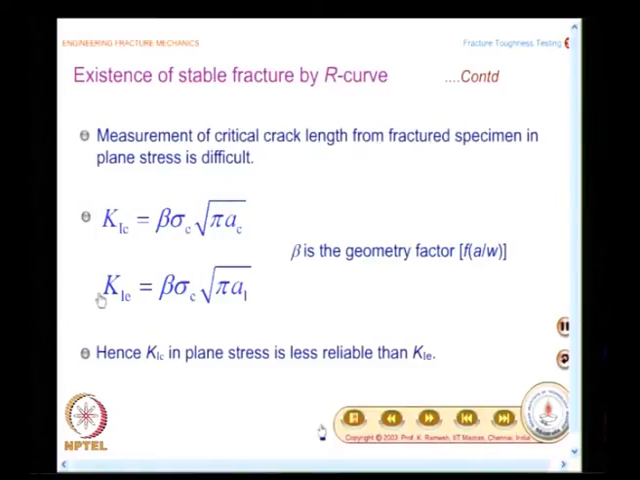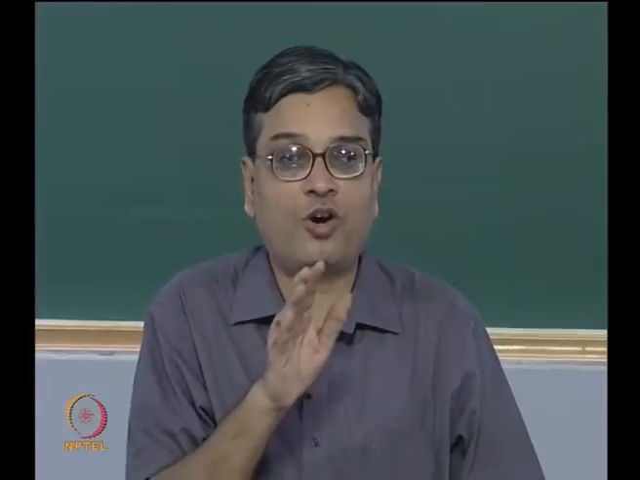So, people have recommended an alternate definition where you have K1e equal to beta sigma c square root of pi a1. This is known as apparent toughness. So, you will find in the literature what is the toughness at which the crack initiates, what is the toughness at which it has a catastrophic failure, and what is the apparent toughness. So, you have all three definitions.